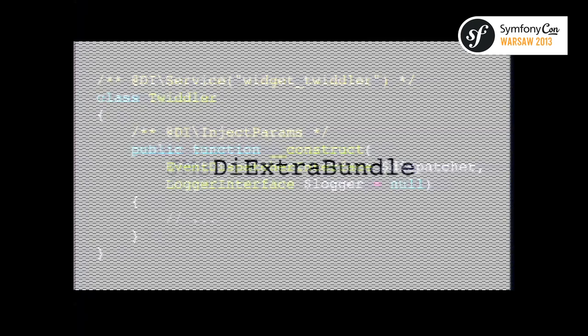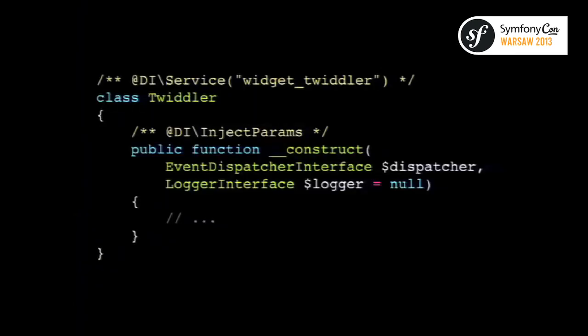you shouldn't be. So the solution is this bundle here, the DI extra bundle. This bundle gives you these great annotations that you can use to define services contextual to the classes of those services. So in this case, this would do the same thing as the YAML that I just showed you. We have a service here called widget twiddler. We don't need to tell the container what the class name is, because the container will figure out the class name based on reflection of this particular file.